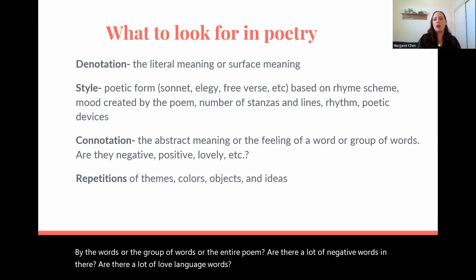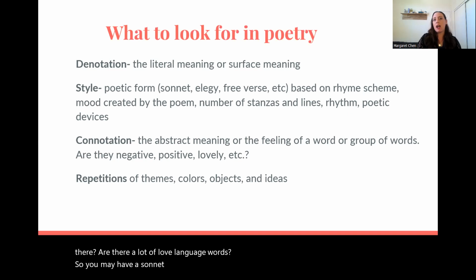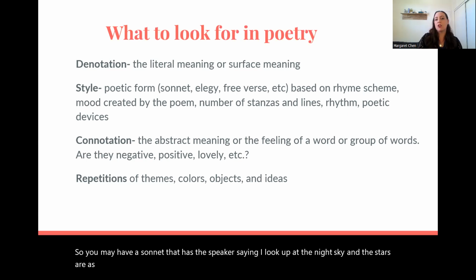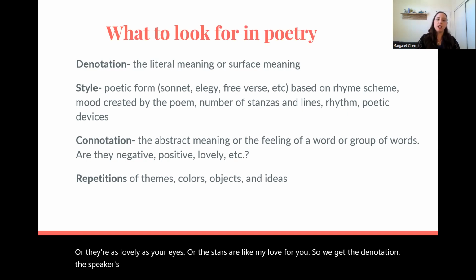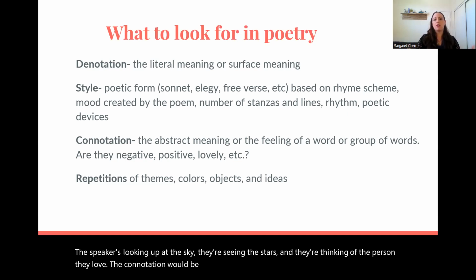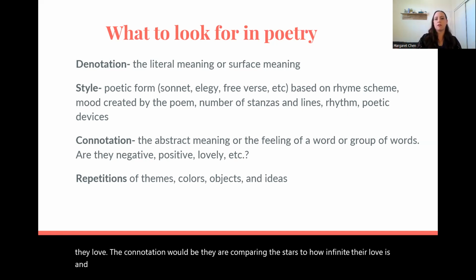So you may have a sonnet that has the speaker saying, "I look up at the night sky and the stars are as infinite as your eyes," or "they're as lovely as your eyes," or "the stars are like my love for you." So we get the denotation: the speaker's looking up at the sky, they're seeing the stars, and they're thinking of the person they love. The connotation would be they are comparing the stars to how infinite their love is, and they're going to love the person forever. So the deeper abstract meaning is, like the stars, my love is infinite.